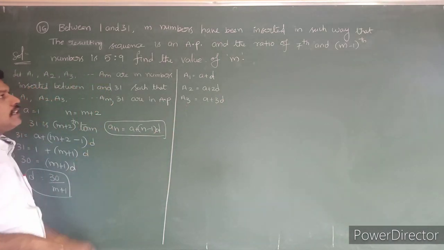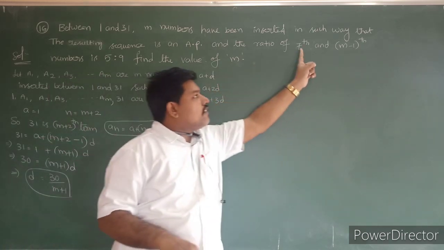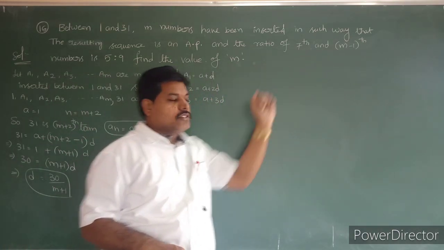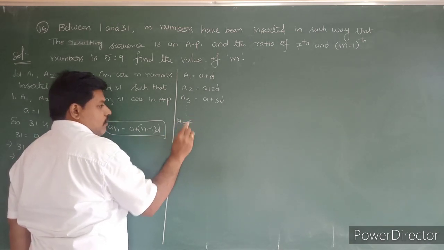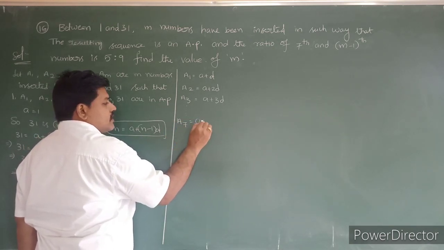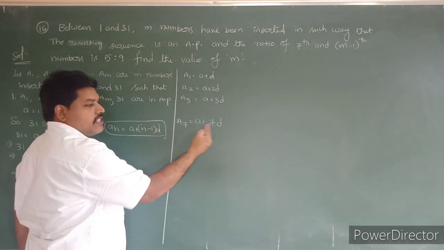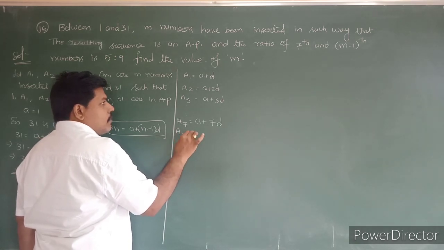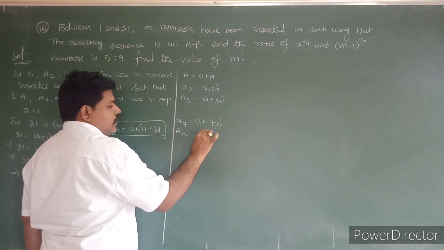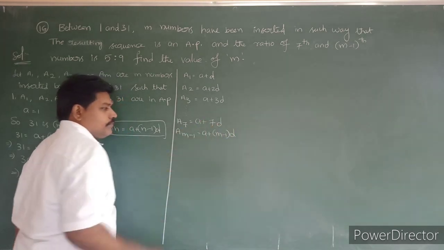I need the seventh number and the (m minus 1)th number in the question. So what is a7? a7 is equal to a plus 7d. a3 is a plus 3d, a7 is a plus 7d. Similarly, a(m minus 1) is equal to a plus (m minus 1) into d.